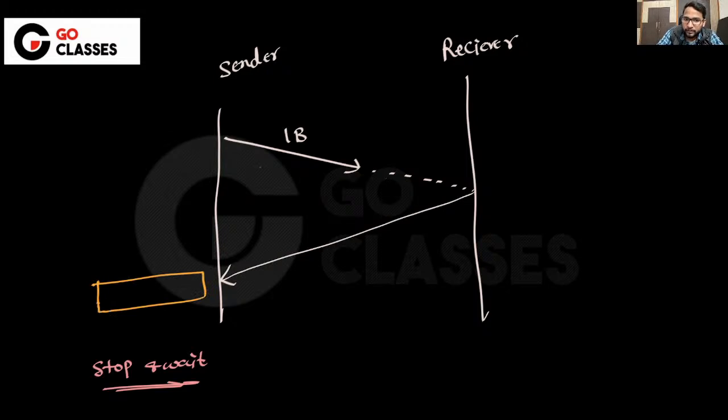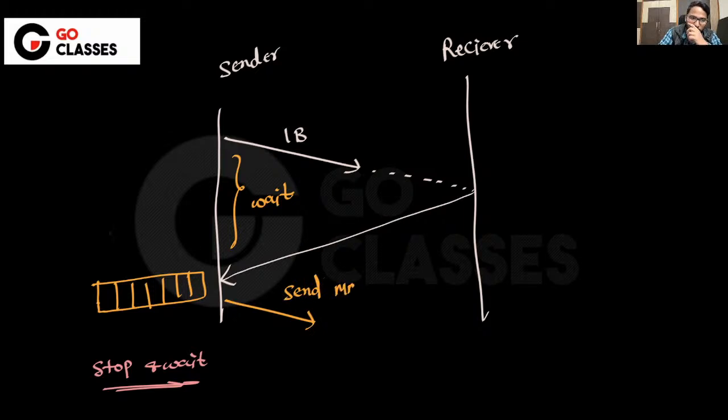Now send 1 byte, wait. By that time you will be having enough bytes and then send 1 MSS. Send like a window, whatever window you have, right? So that's how it works. So it's a very easy solution. Send your window based on the receiving window size, obviously.